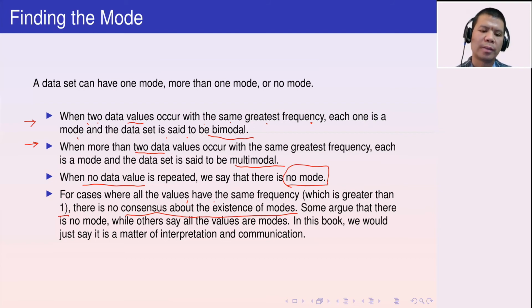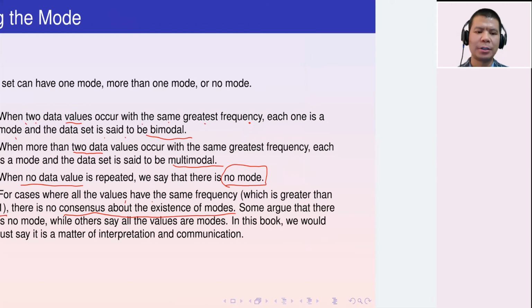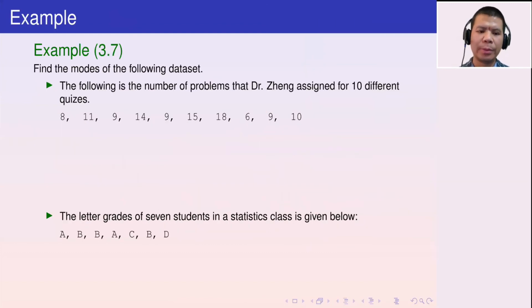Okay, so these are the different situations. You may have one mode, more than one mode, or no mode, or something undetermined, or it is up to a matter of interpretation and communication. Now, let's consider this example. Say that the following is the number of problems that Dr. Zheng assigned for 10 different quizzes.